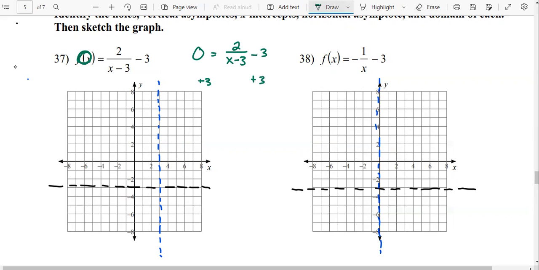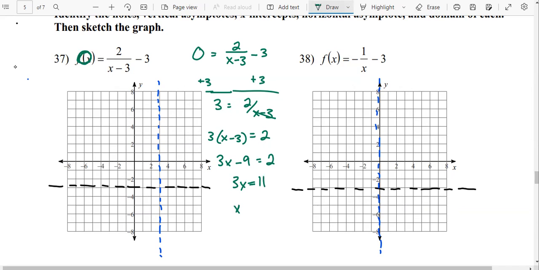We're going to add 3 to both sides. We get 3 equals 2 over x minus 3. I'm going to multiply both sides by x minus 3, and that will cancel that out on that side. We get 3x minus 9 equals 2. 3x equals 11. x equals 11 over 3, which is just 3.67. So 3.67 would be right there.